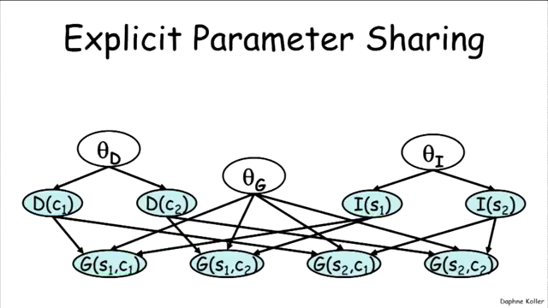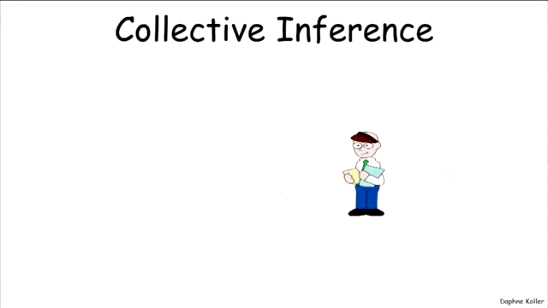And once again, just to demonstrate explicit parameter sharing, I just wanted to highlight again that this notion of parameter sharing also applies to models such as this. So here we have a parameter theta d, we have a parameter theta I, and we have a parameter theta g, which influences the grade CPD. And that's shared among all of the different grade variables. Okay.